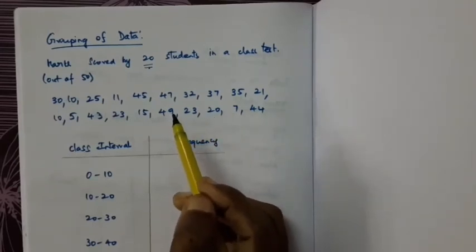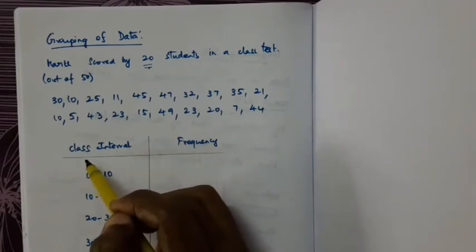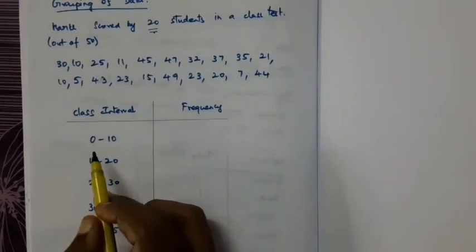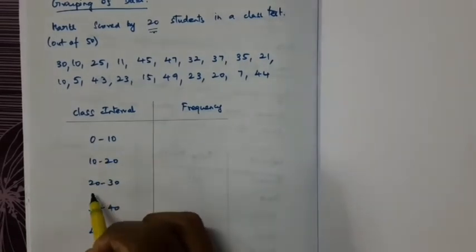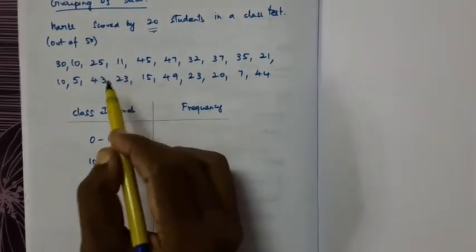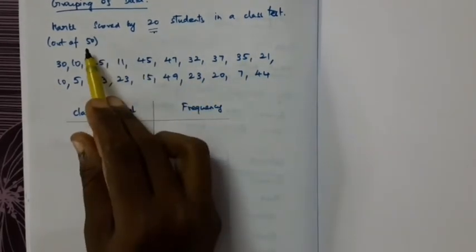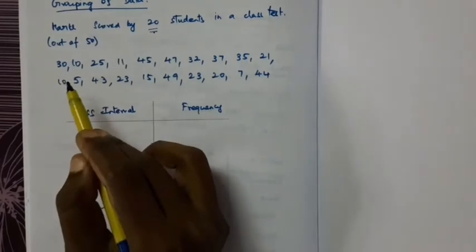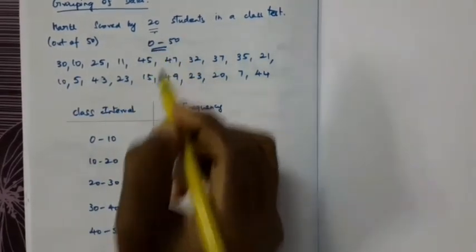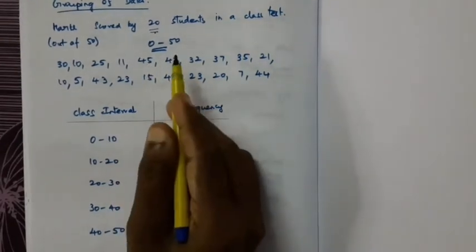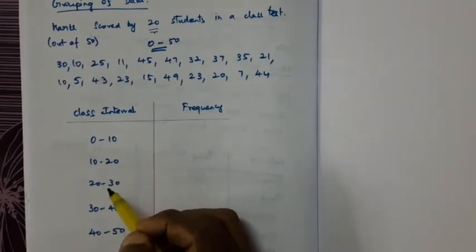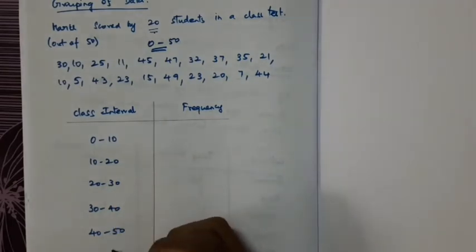So how to do it is, I am writing this as class interval. Class interval means I have written 0 to 10, 10 to 20, 20 to 30, 30 to 40, and 40 to 50. So here the total marks is 50, the minimum marks is 0 and the maximum is 50. The total range of 0 to 50, I am splitting into groups.